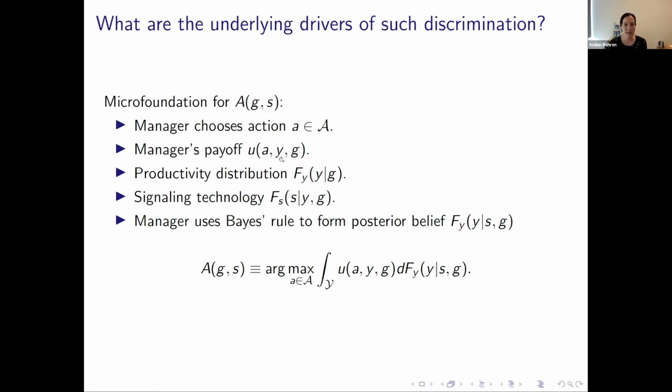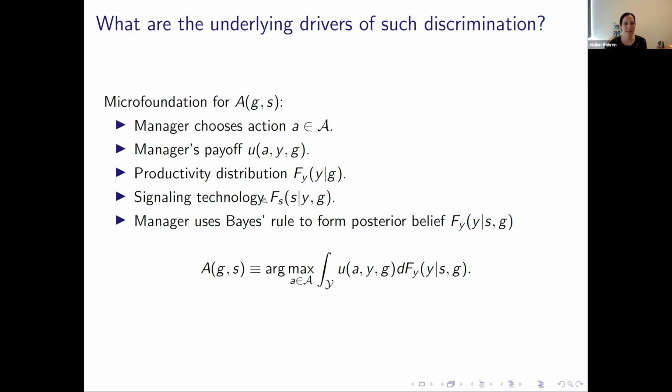Now, because this productivity is unobservable, the manager is using this signal to draw inference about it. So the other relevant piece of the puzzle here is the beliefs about the productivity and signal distribution. We call the underlying prior distribution of productivity the productivity distribution. That's the potentially group identity specific distribution of productivity. It may vary by group, it may not.